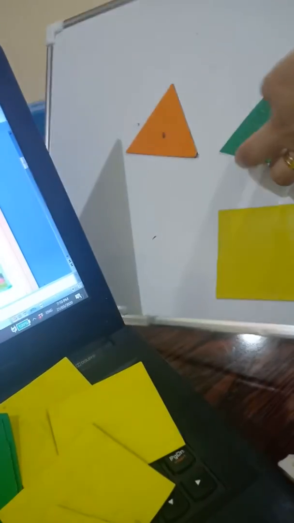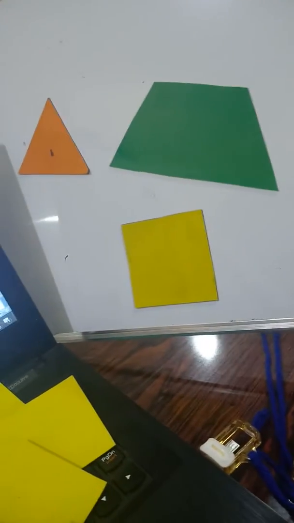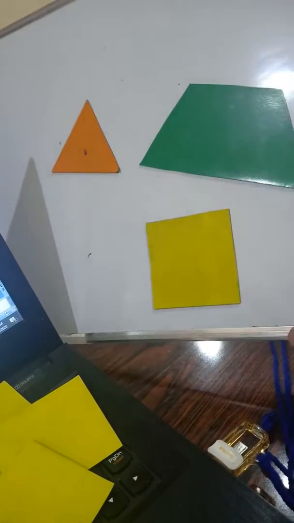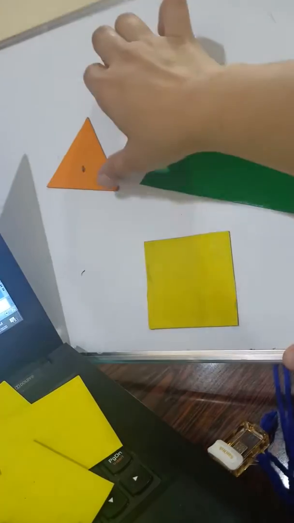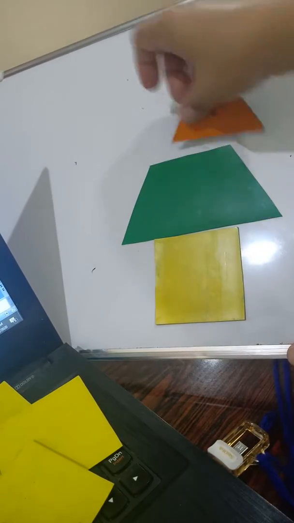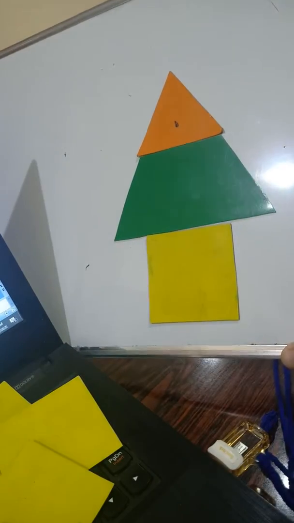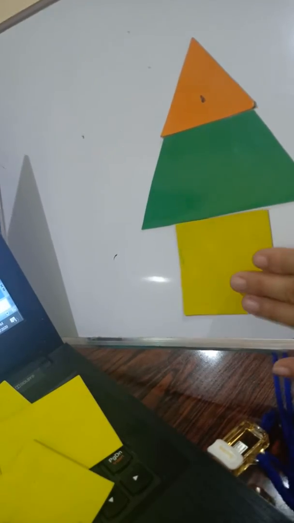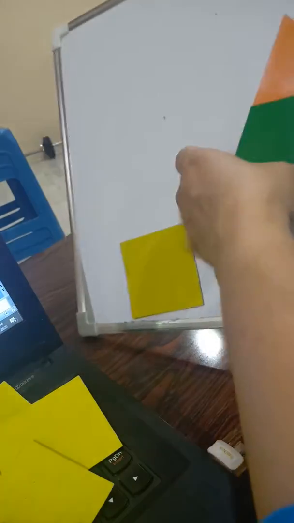This is my board here. I put a square, and I get a triangle, and then I get a trapezoid. So this shape, we will make it into a composite shape. For example, the triangle, then the trapezoid, you will just make it like this. So this is now our composite shape, like a tree.